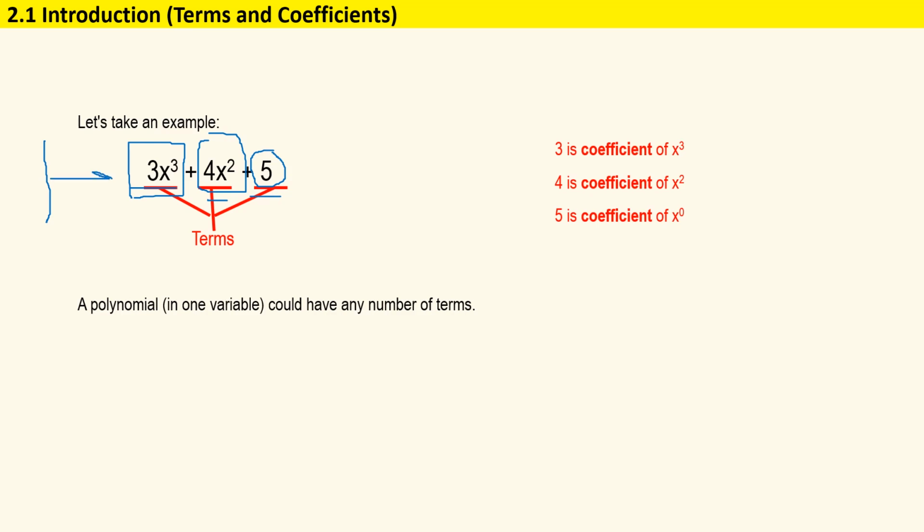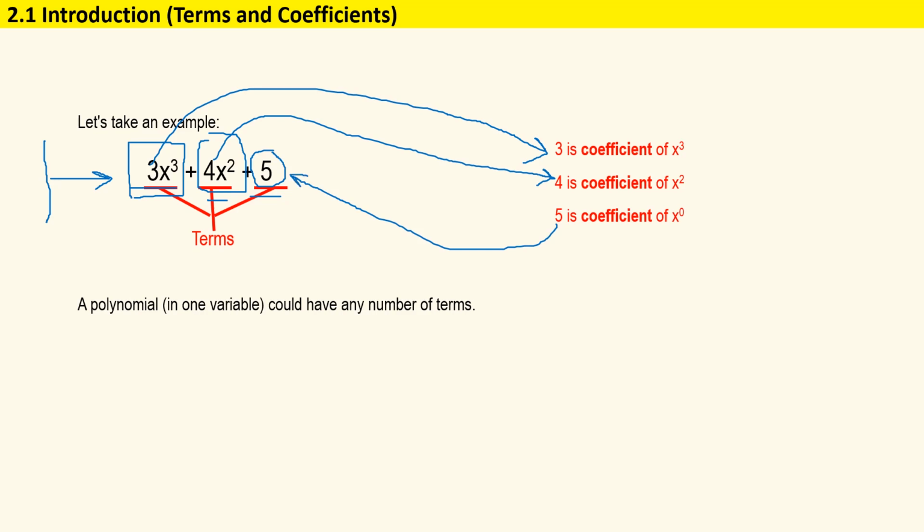Also, we see in this polynomial, 3 is the coefficient of x cube because 3 is the number by which x cube gets multiplied. Similarly, 4 is the coefficient of x square, and 5 is the coefficient of x raised to power 0, or 5 is a constant term. Also, a polynomial in one variable could have any number of terms. In the example here, we have shown only 3 terms, 3x cube, 4x square, and 5. But in general, there could be any number of terms in a given polynomial.